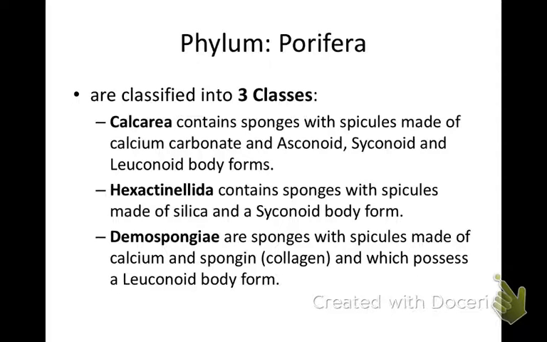The Hexactinellida are sponges made with spicules. The spicules are made of silica, so a glass-like material, and they are exclusively the syconoid body form, that intermediate form with the invaginated body wall. The Demospongiae are sponges with spicules made of calcium and spongin, which is a protein similar to collagen, and these all have the leuconoid body form. So an example of this would be the diver's sponge, like you would see in bath shops.